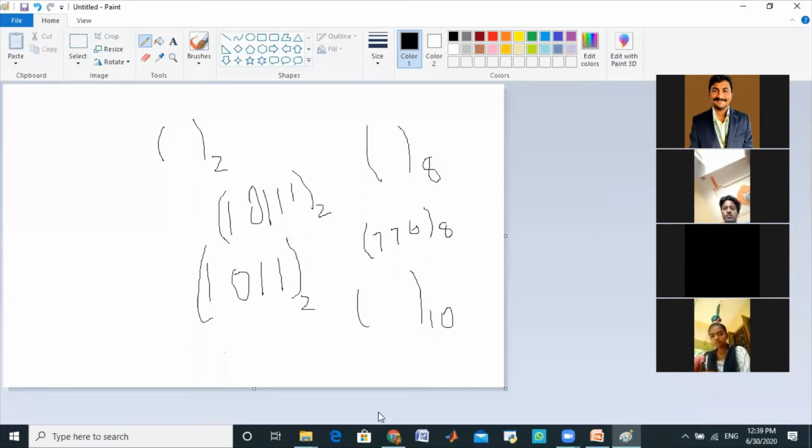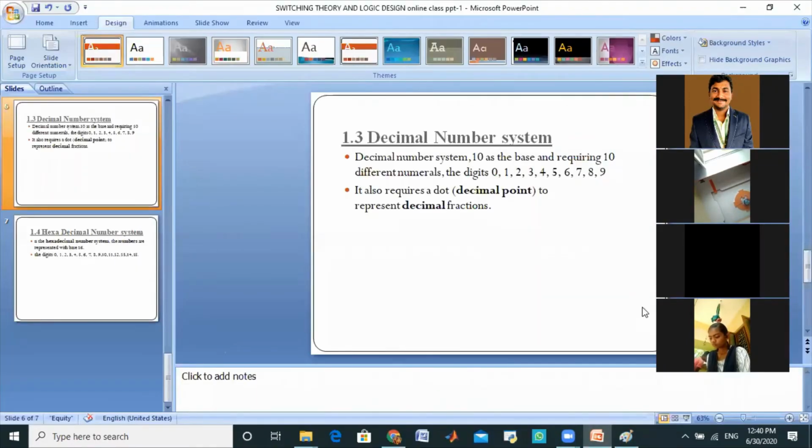With the help of this number system, number conversions are possible, guys. Remember this point carefully. Here the base of the decimal number system is 10, and the highest digit of the decimal number system is 9. Like base 10, we can write it in this manner. Remember this point. The base is 10.